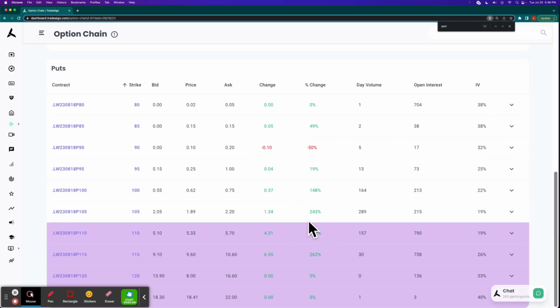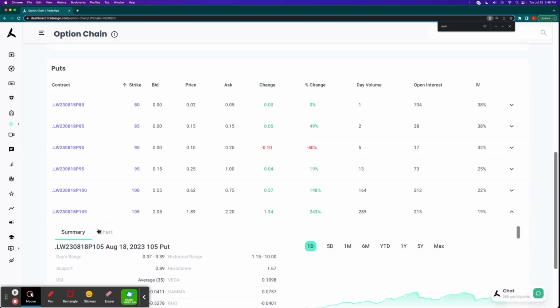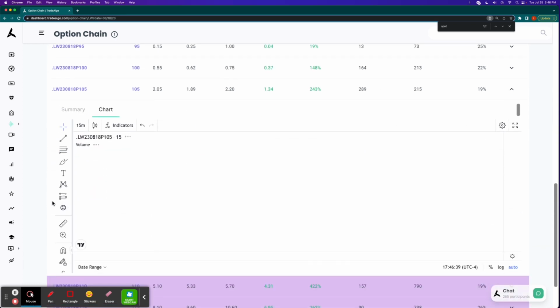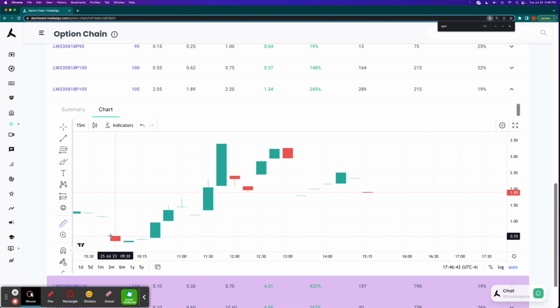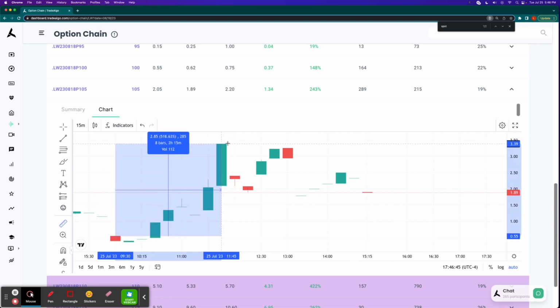On LW, nice list of triple-digit returns. For example, let's say that you had done the $105 put option. We'll stick again with a 15-minute chart on this one since we know our AI picked it up in the pre-market. From market open to its max, 518% return.